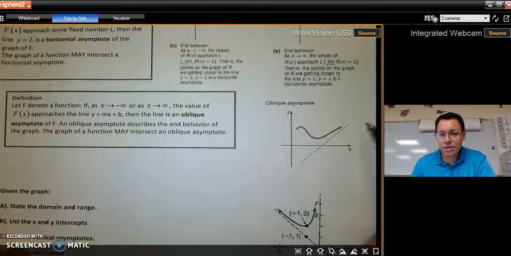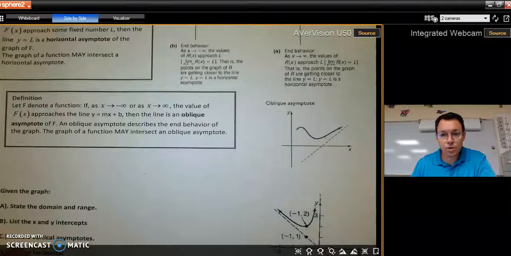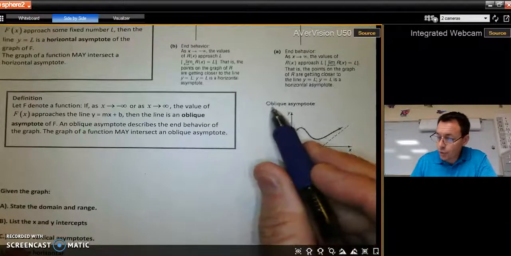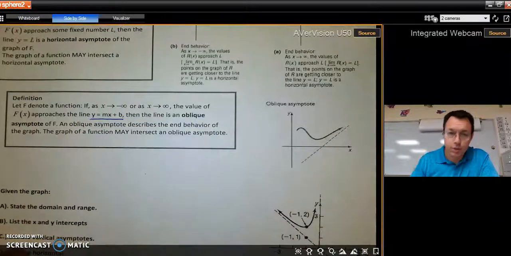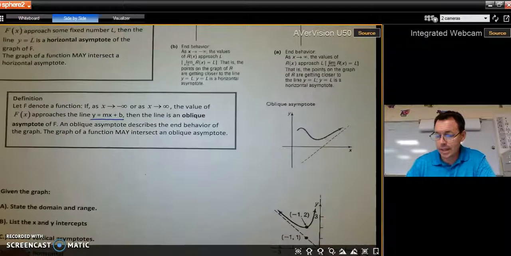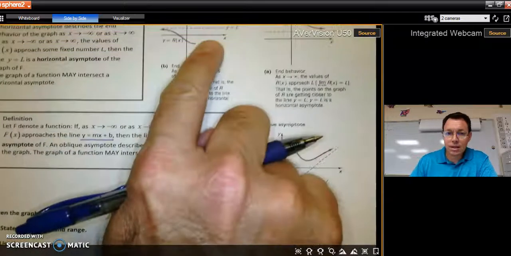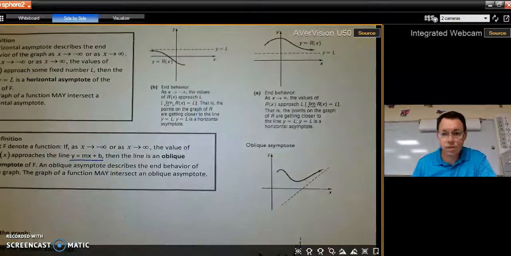So again, it's just an imaginary line that our graph seems to get closer and closer to as our x values get bigger and bigger. For an oblique asymptote, it's going to be a line that has slope to it, so the equation is going to look like y equals mx plus b. That's your standard slope-intercept form from Algebra 1. Whereas a horizontal asymptote is just y equals whatever number that is. It's a horizontal line.